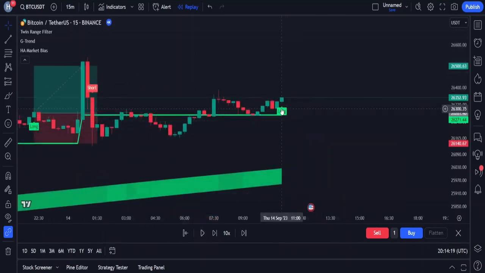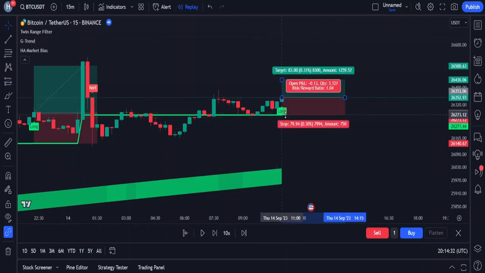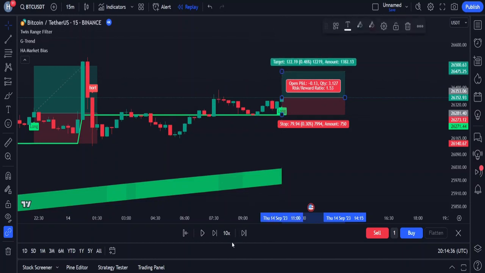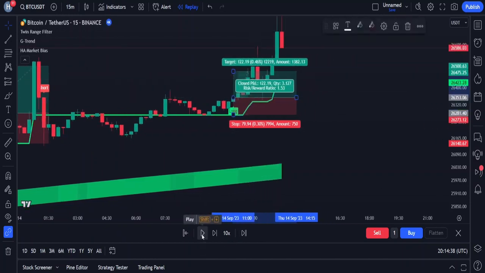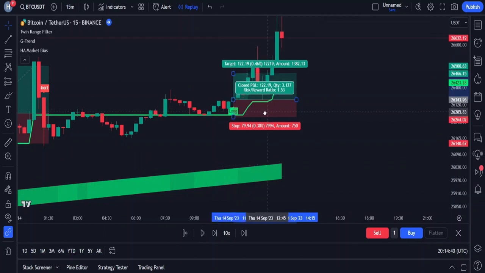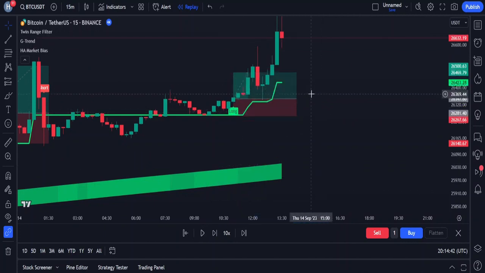Here we can see we got a buy signal and the price is above the G-Trend line and also the graph of the Market Bias indicator. And both of these indicators are green in color. So I'll open a buy position here. Set my stop loss at the G-Trend line indicator and my risk to reward ratio at 1.5. I hope you guys have understood the rules for entering a buy trade through this strategy. Now, let's go through the rules for entering a sell trade.